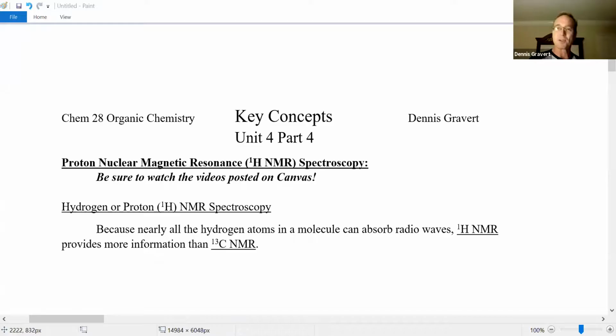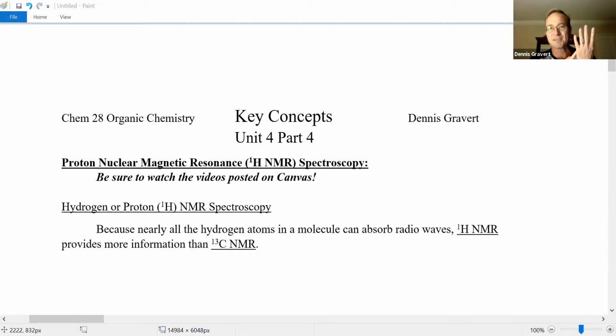Unit 4, Part 4, the last of the series in this unit, and proton nuclear magnetic resonance. So remember, the main goal of Unit 4 is to figure out what a molecule looks like. We're trying to figure out its structure. We're trying to do structure elucidation. And we've seen mass spectrometry, IR spectroscopy, carbon-13 NMR, and now it's hydrogen NMR.